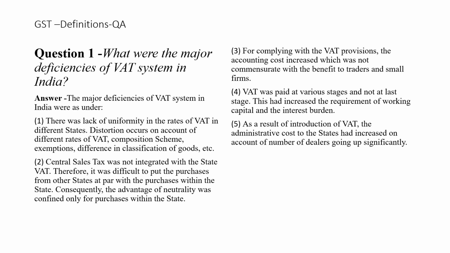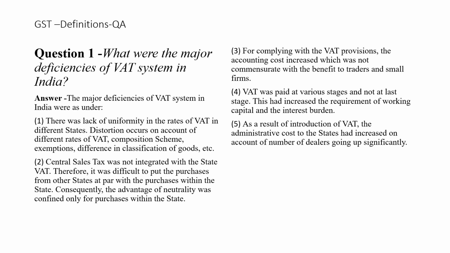Second major deficiency was Central Sales Tax was not integrated with the state VAT. Therefore, it was difficult to put the purchases from other states at par with the purchases within the state. Consequently, the advantage of neutrality was confined only to the purchases within the state.